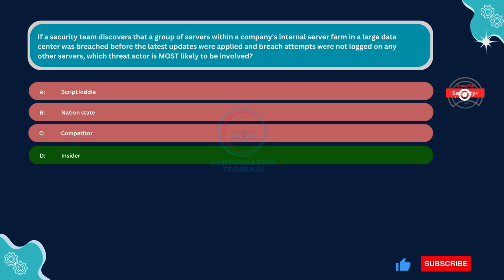Option C, competitor, is incorrect. Competitors may attempt to breach a company's servers to gain a competitive advantage, such as accessing proprietary information or disrupting business operations. However, competitors are less likely to be involved in a breach where only a specific group of servers within the internal server farm was targeted and no breach attempts were logged on any other servers. Competitors may use more covert methods or broader attacks to achieve their goals.